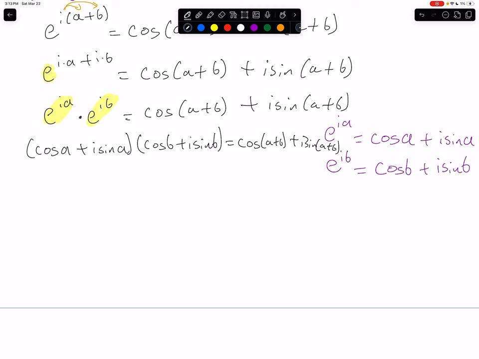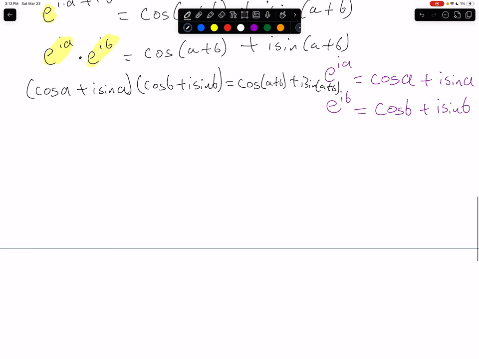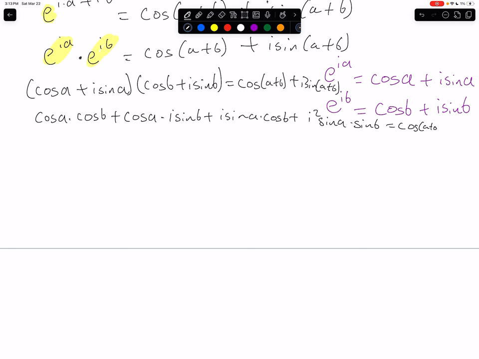So let's go ahead here and do the multiplication on the left side. So we get cosine of a times cosine of b plus cosine of a times i sine of b plus i sine of a times cosine of b plus i squared sine of a times sine of b equals cosine of a plus b plus i sine of a plus b. Hope I'm not going to run out of room here.